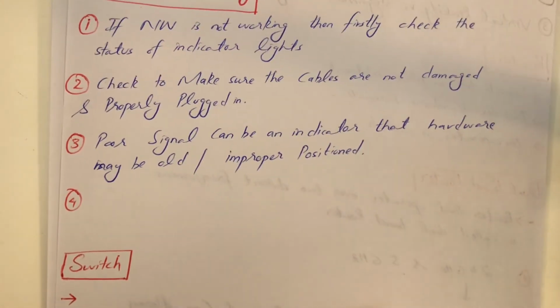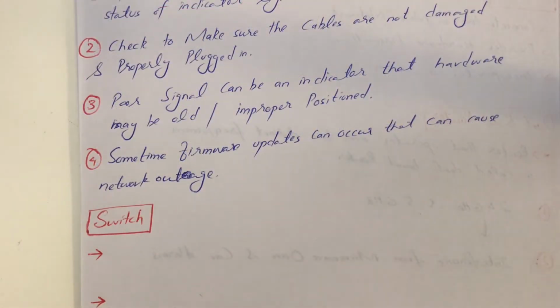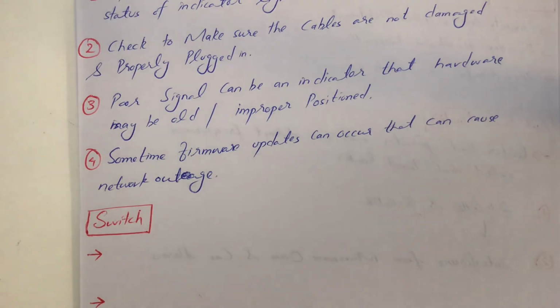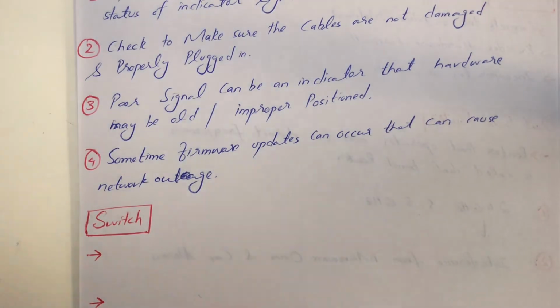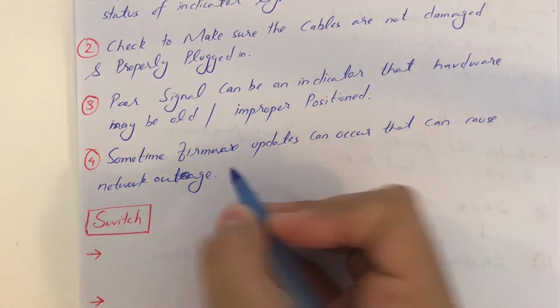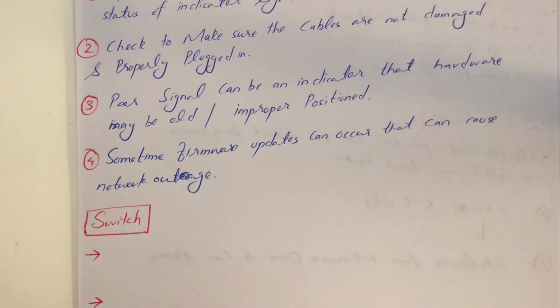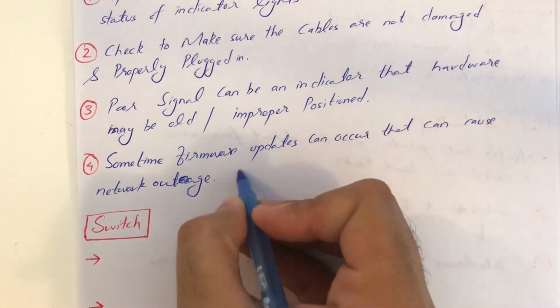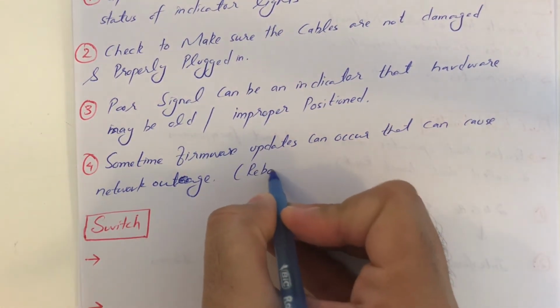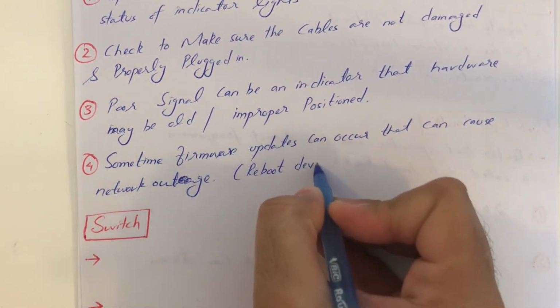Next is the last step. Sometimes firmware updates can occur, and that can cause a network outage. And if something like that happens, for example, if a network outage occurs because of the firmware update, you just have to reboot your device, like you need to restart your computer.